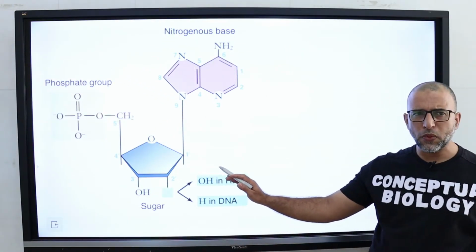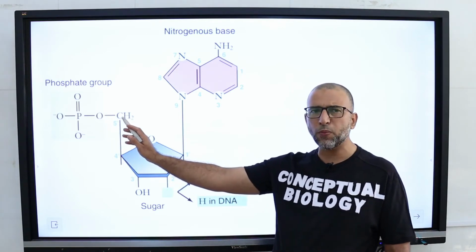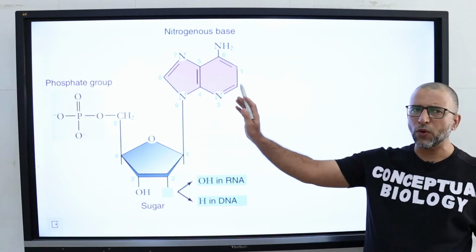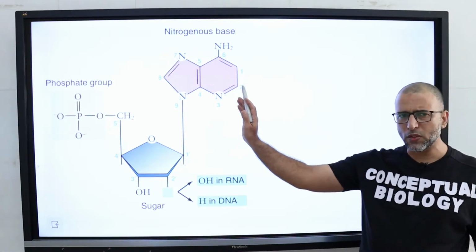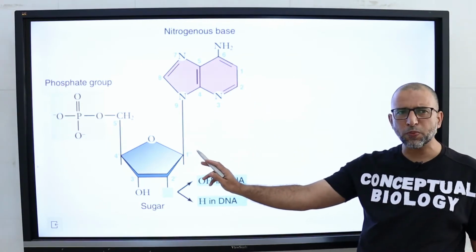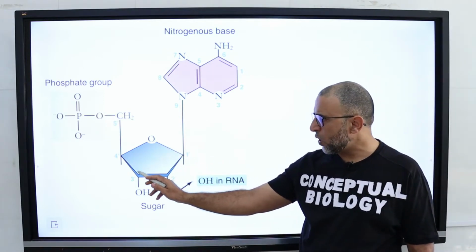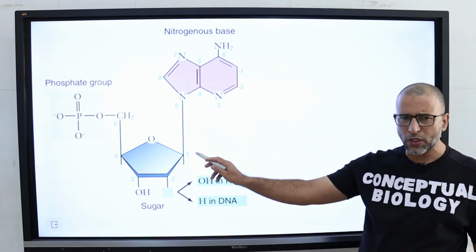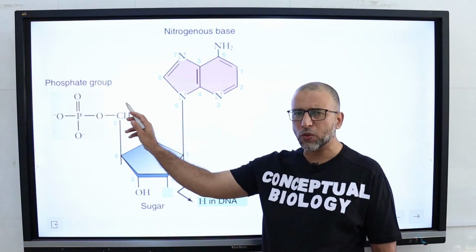Second component of nucleotide is a phosphate group which is attached to 5 prime carbon, and third component is one of four possible nitrogenous bases, that is adenine, guanine, cytosine and thymine, attached to first prime carbon of deoxyribose. So, this is deoxyribose and at first prime carbon one of the nitrogenous bases is attached and with fifth prime carbon a phosphate group is attached.